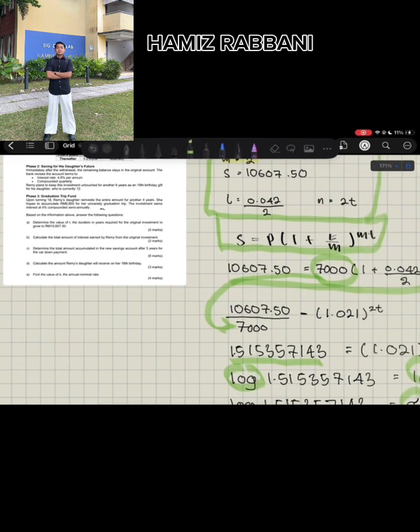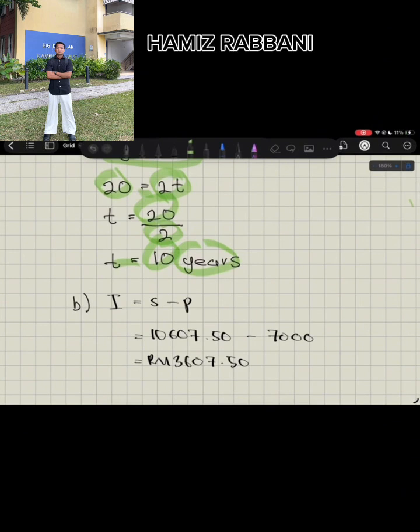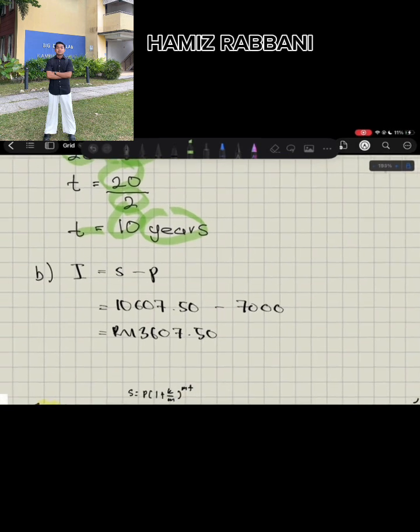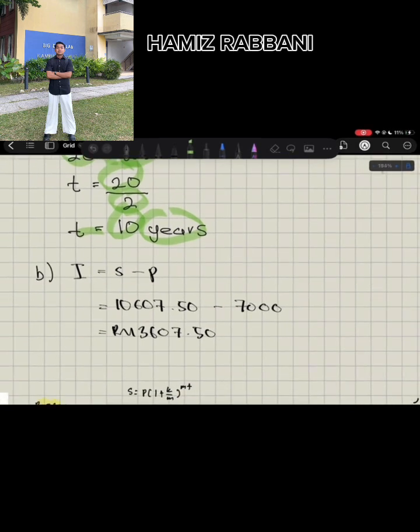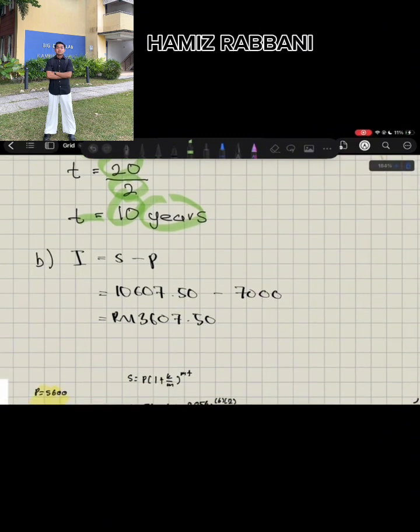We continue with question B. For question B, we must give the interest earned by Remy. So we use the interest formula S minus P. We substitute the information S and P, and we got this. So that's all for me.